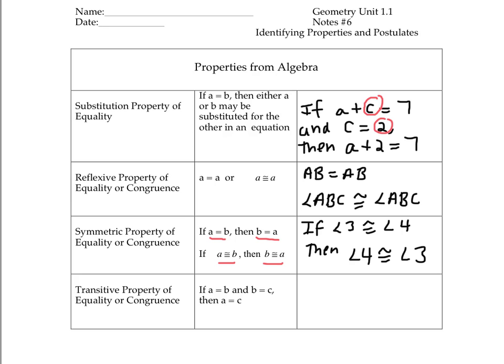The final property for algebra is the transitive property of equality or congruence. And it states, if A equals B and B equals C, then A is equal to C. In other words, if x plus y is equal to 3 and 3 is equal to A plus B, then x plus y is equal to A plus B.